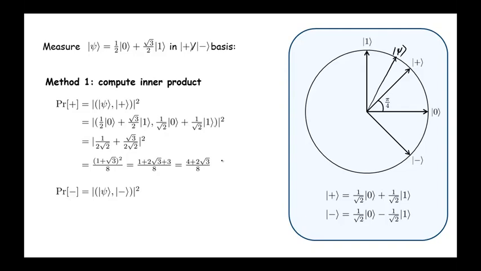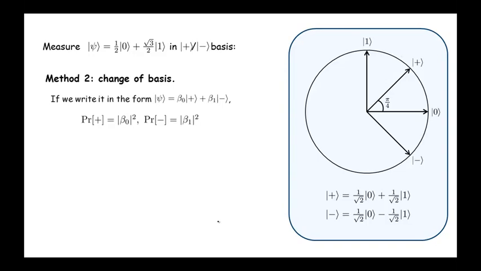Similarly, you can carry out this process also for the probability of minus. It's the inner product that psi makes with the minus state squared. But you can work it out exactly like this, or you can also say that this is 1 minus the probability of plus, which is just 4 minus 2 square root 3 over 8. Okay, so that's one way of computing these probabilities.